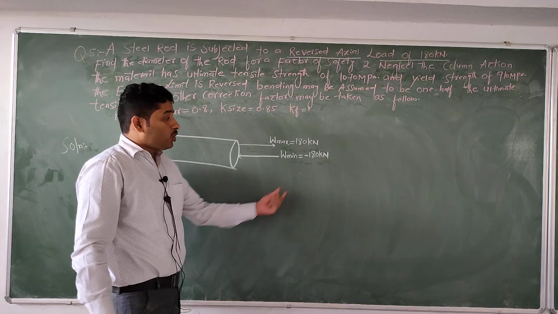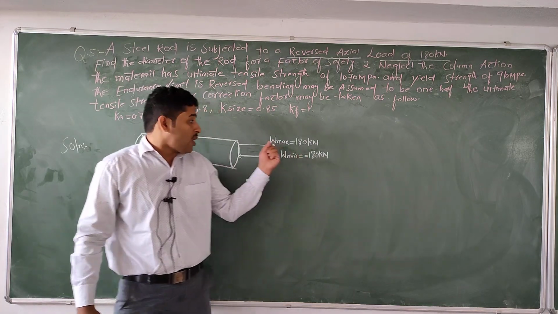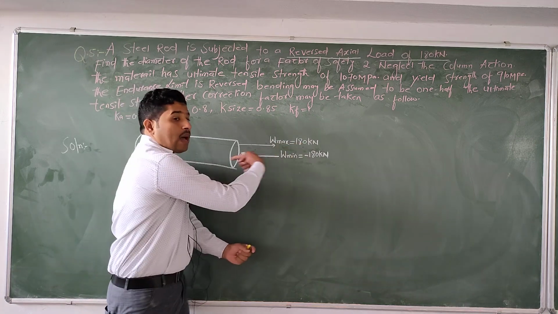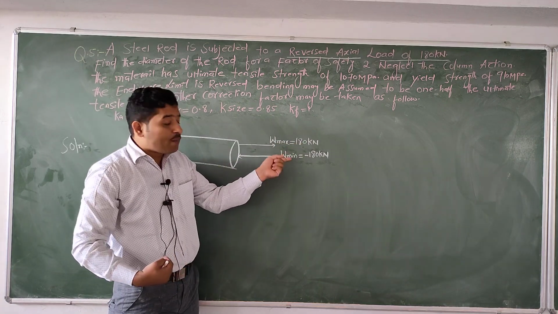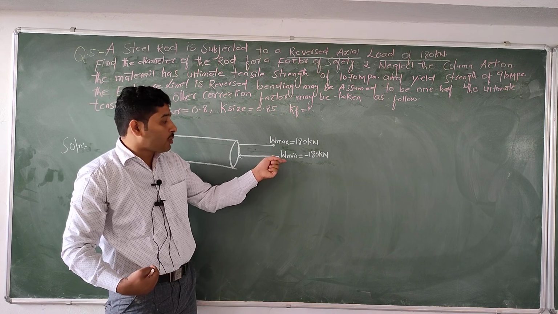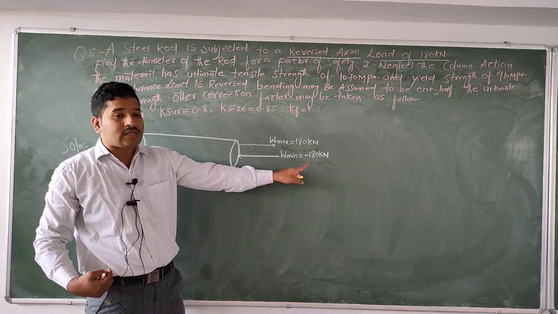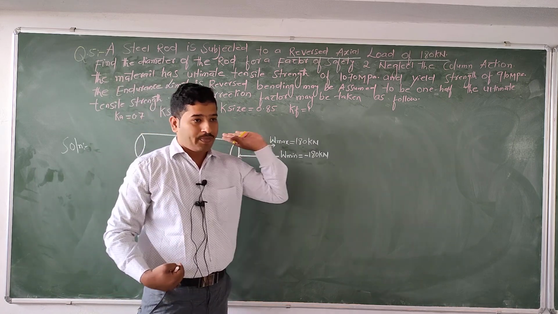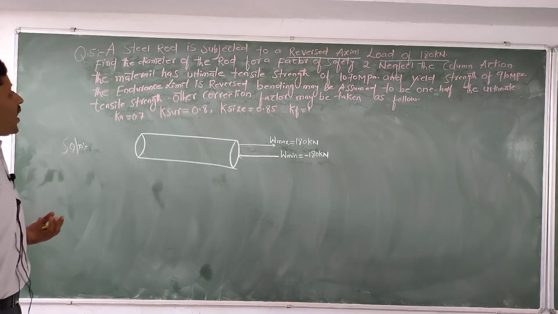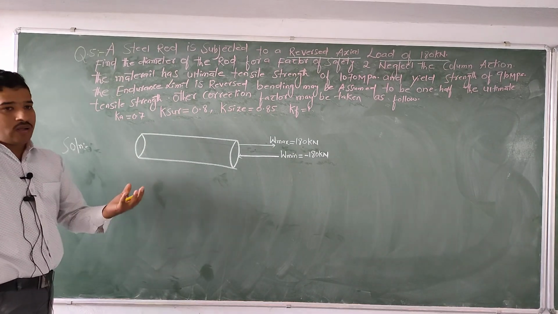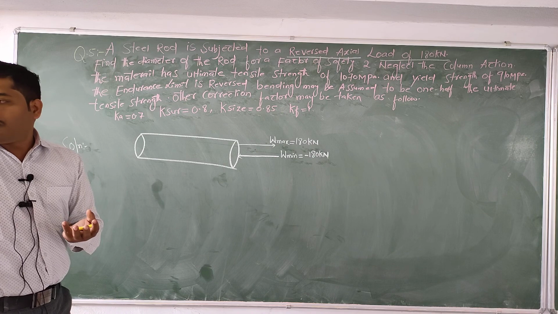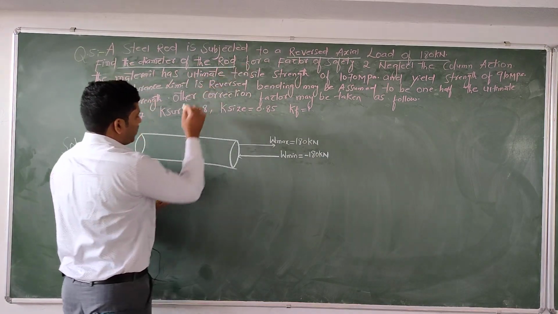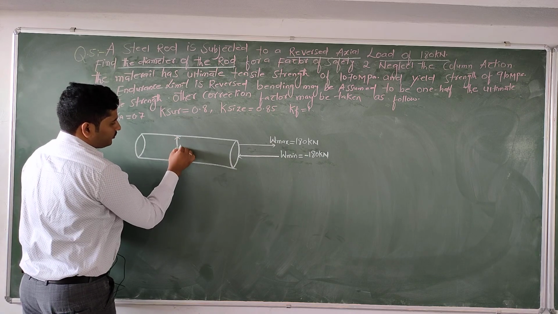So why do we need to represent the minus 180? Because one is maximum tensile in nature, another is compressive in nature. If it is compressive in nature, then you need to represent W minimum is equal to minus 180 kilonewton, compressive in nature. Okay. Find the diameter of the rod. So in this problem, we need to find out the diameter of the rod. We need to find out D.